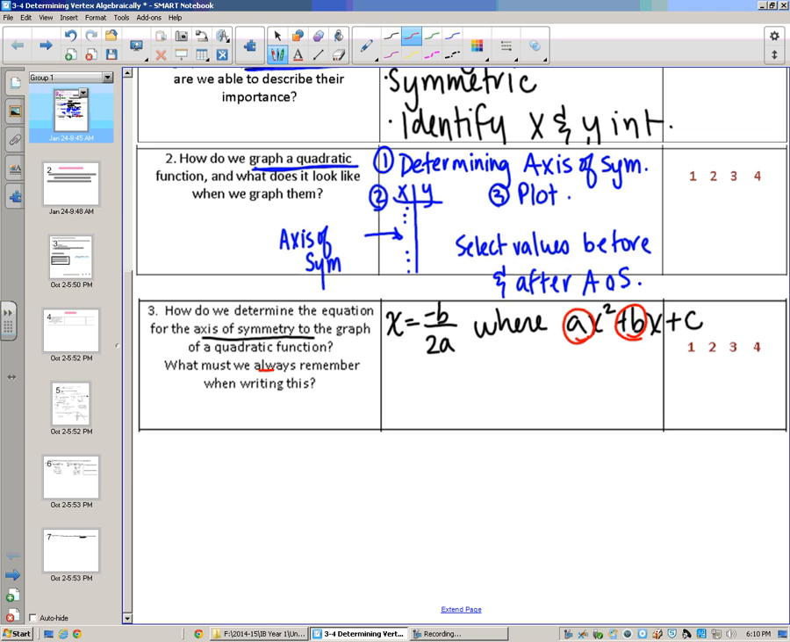And what do we always need to remember? We always need to remember the equal to sign. It's an equation, so it should always be x equals some number. We're going to use this fact with the axis of symmetry to help us figure out the vertex algebraically.